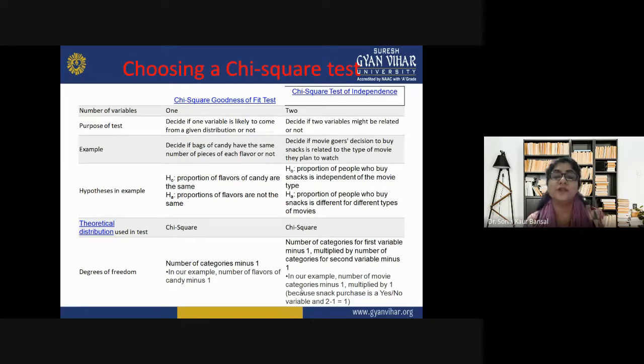Then the theoretical distribution used in the test: both are chi-square. Then we have to see the degrees of freedom also. Number of categories minus 1. In our example, number of candies minus 1. And then in our example for the chi-square test of independence, it is the number of movie categories minus 1, multiplied by 1, because snack purchase is a yes or no variable, and 2 minus 1 is equivalent to 1. Okay, students?